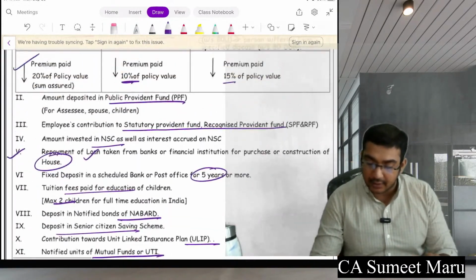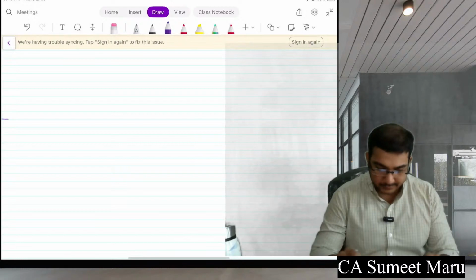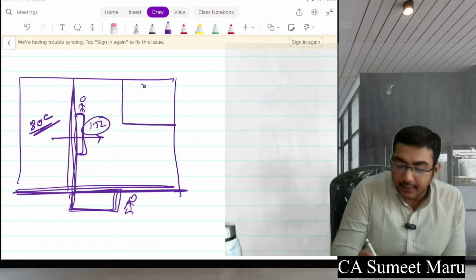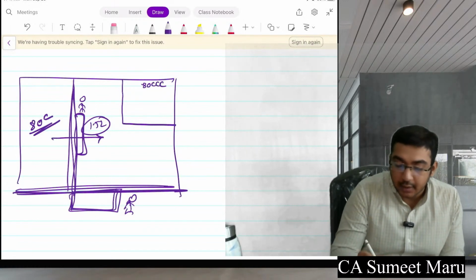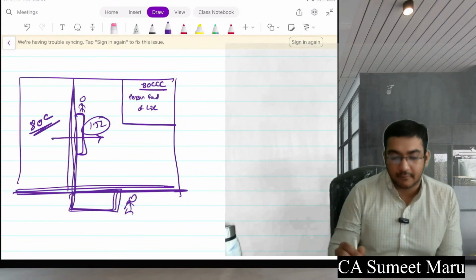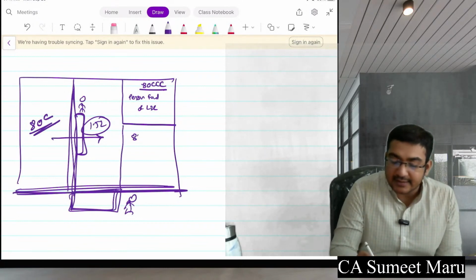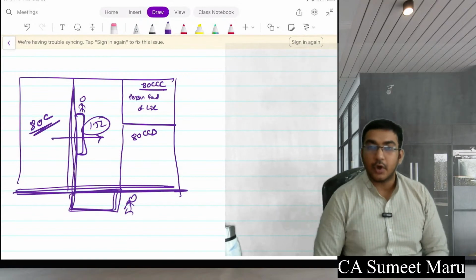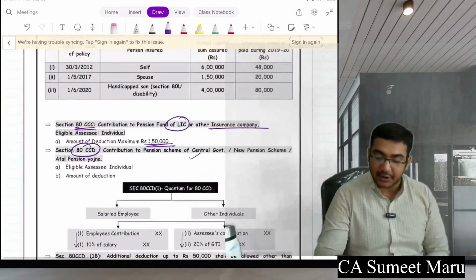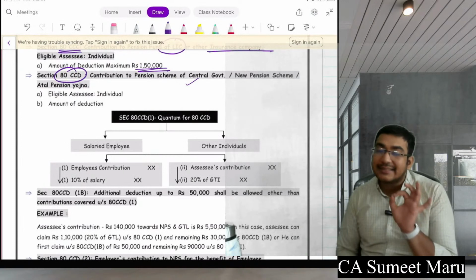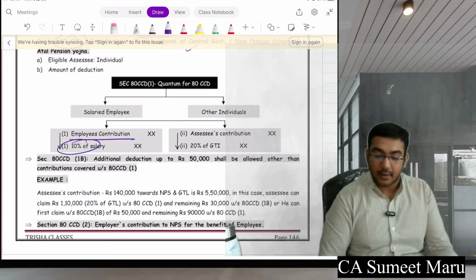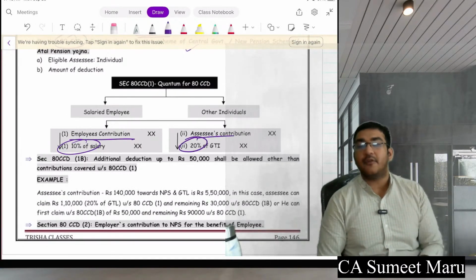Please remember here further in your mall, I will just put you back, just a minute. So here is another shop, 80CCC, contribution to pension fund of LIC. And one more shop here, 80CCD. What 80CCD is, is contribution to the Atal Pension Yojana, that is the central government's pension yojana. But here what is the limit? Here it has a separate limit. That is how much? If he is a salaried employee, the employee's contribution of 10% of salary, and if he is not a salaried employee, then 20% of gross total income.